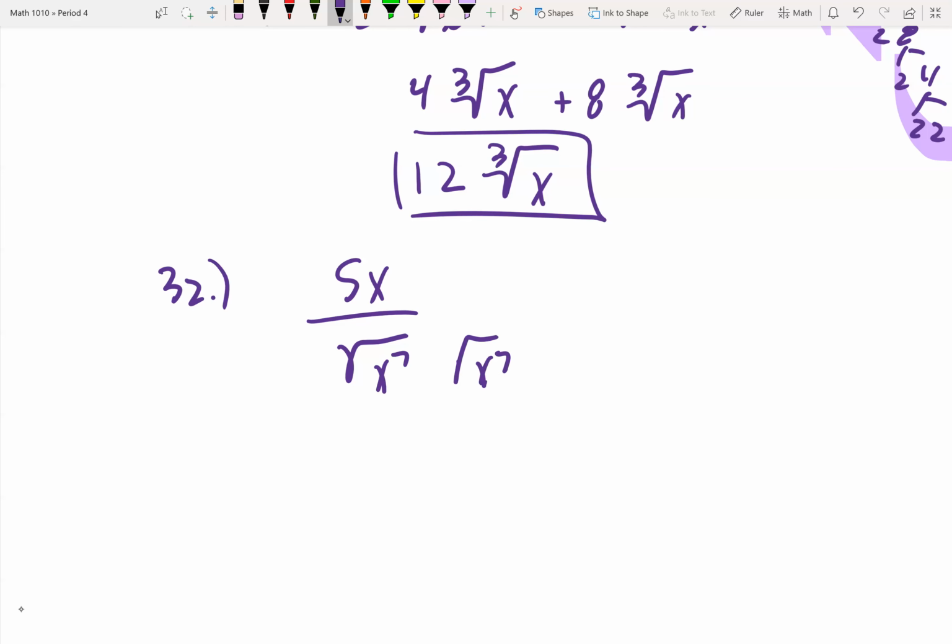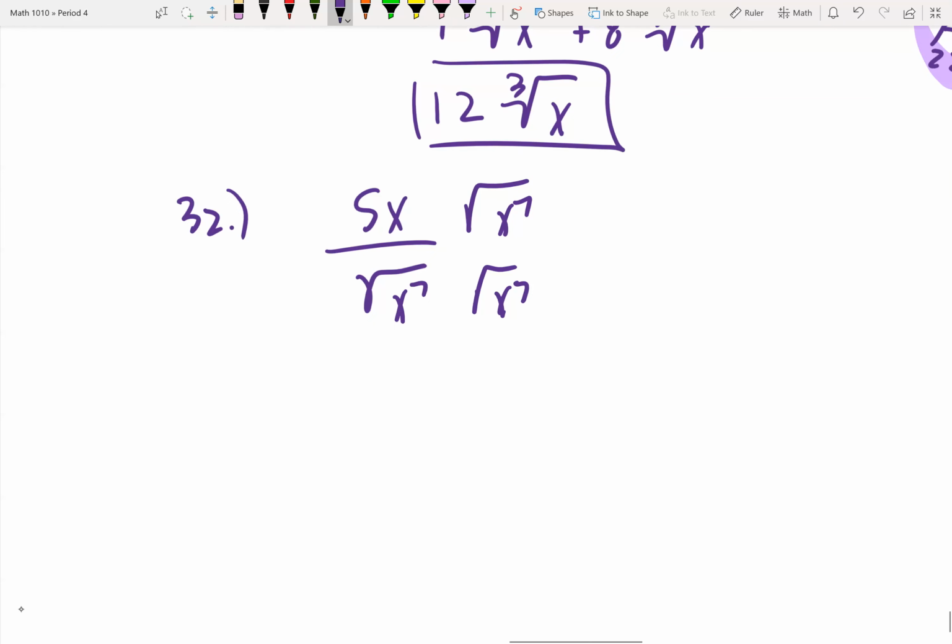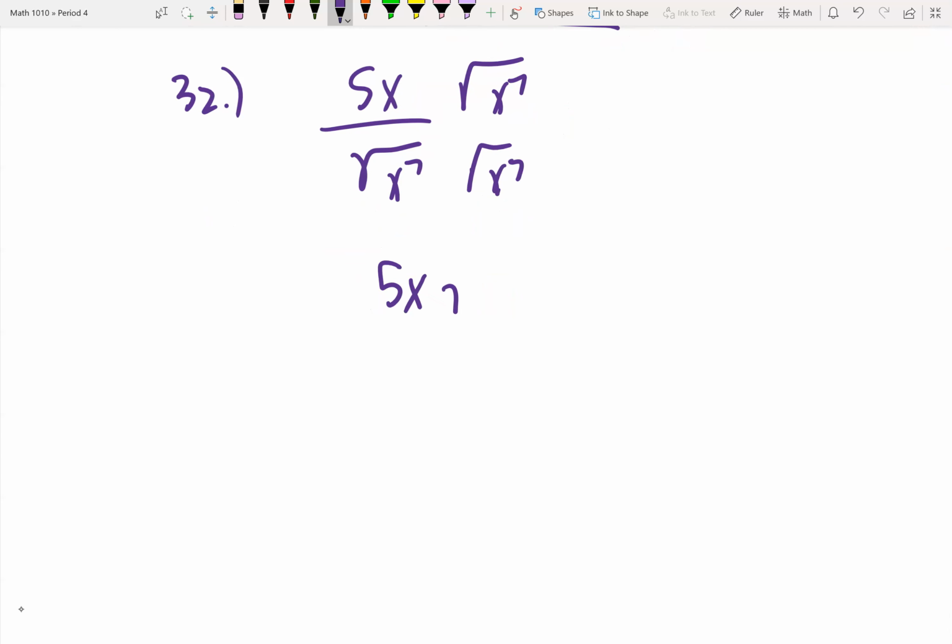Okay, here's 32. So you have 5x over the square root of x to the 7th. So I'm just going to multiply top and bottom by the square root of x to the 7th. So then I have 5x times the square root of x to the 7th over x to the 7th. 2 goes into 7 3 times. So I'm going to have 3 more x's out there, but I already had 1 to begin with. So I'm just going to make that a 4 right there.